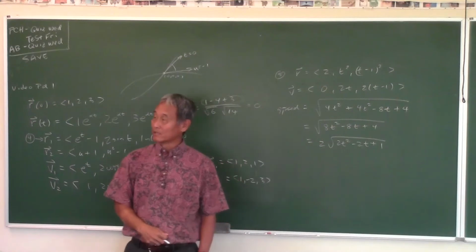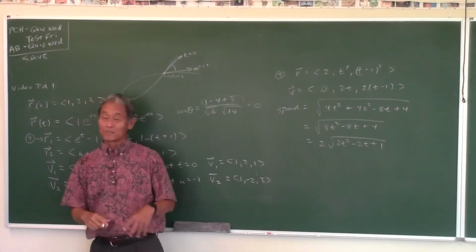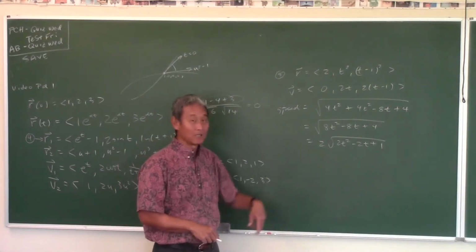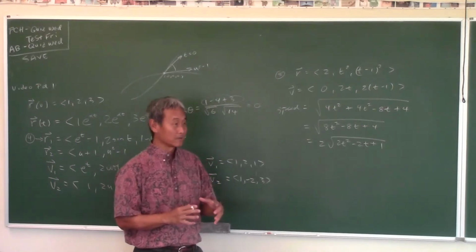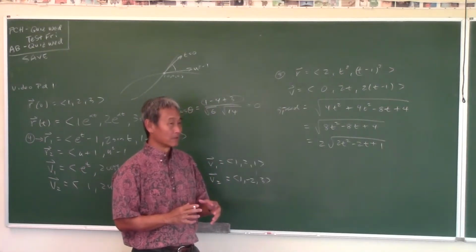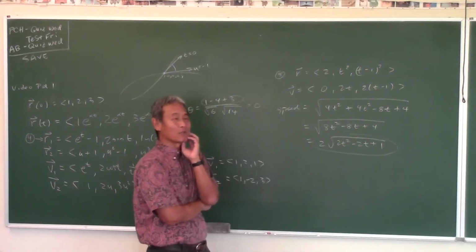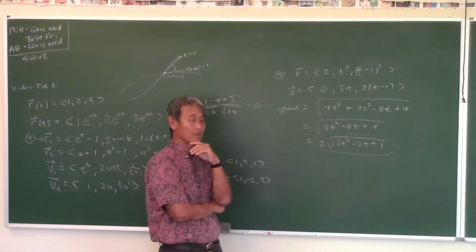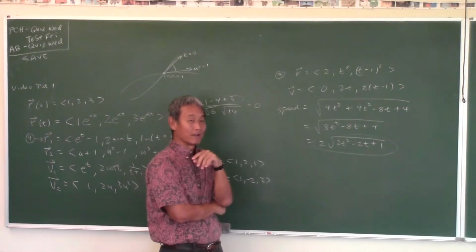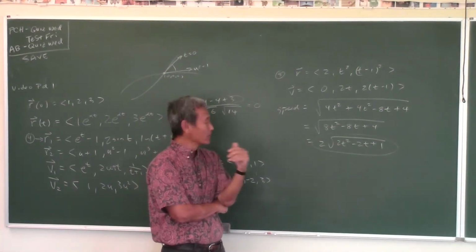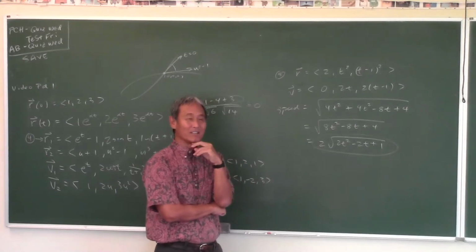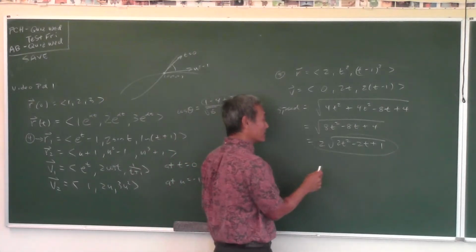So what's the question? At what time is the speed a minimum? When will this be as small as possible? How do you find the minimum of any function? What did we learn in calculus? Take the derivative and make a number line, right? But do you really want to take the derivative of that? We don't need to. You know why we don't need to take a derivative?